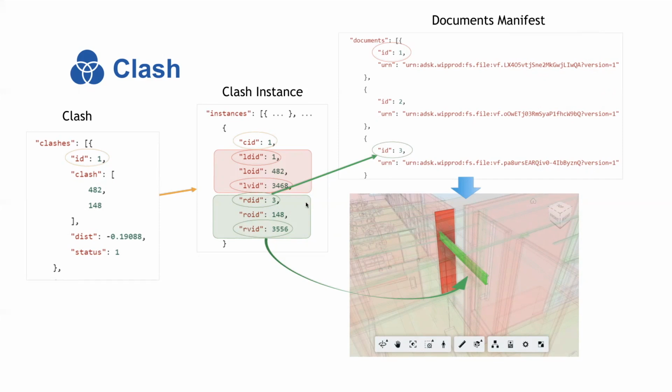So by this, you can highlight and isolate the corresponding elements that are clashed. RDID and LDID mean the document's ID. This is generated by the coordination services. So by this ID, you can get the corresponding URN of the documents. So we know if we want to load the document in the 4G viewer, we need the URN.